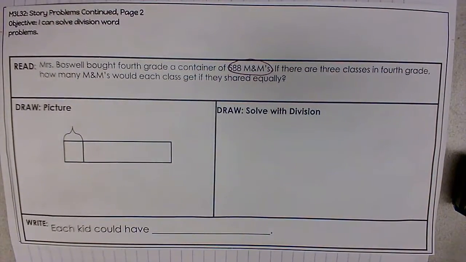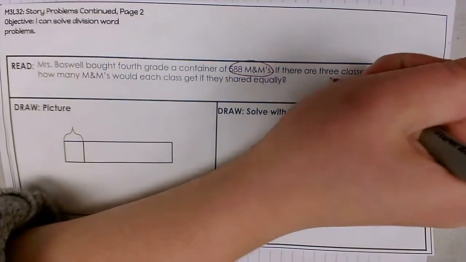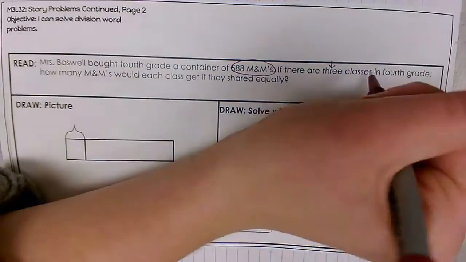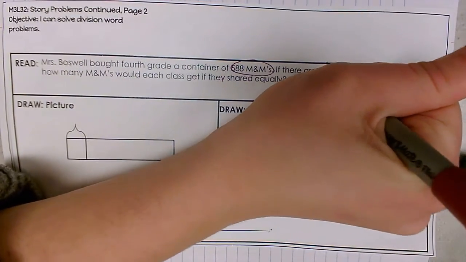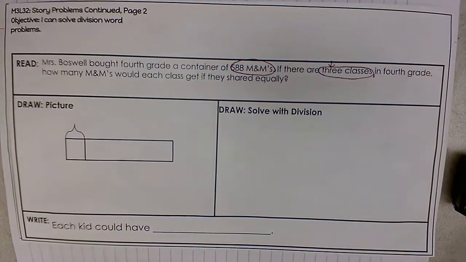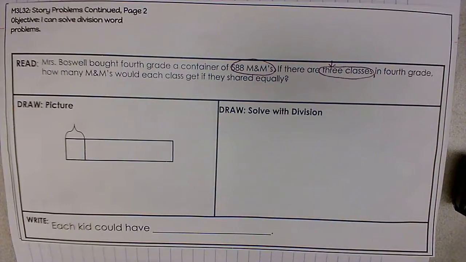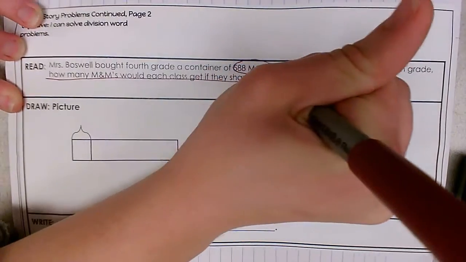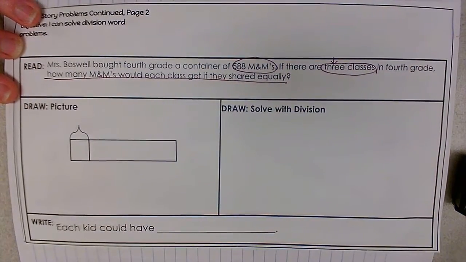588 M&Ms. 3 classes. Now keep in mind, just because this is written in word form doesn't mean it's not an important number. I'm still going to circle 3 classes in 4th grade. How many M&Ms would each class get if they shared equally?